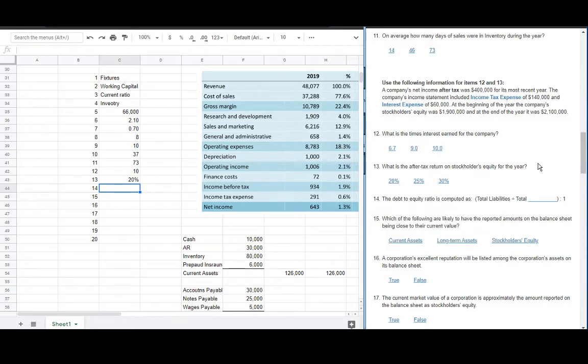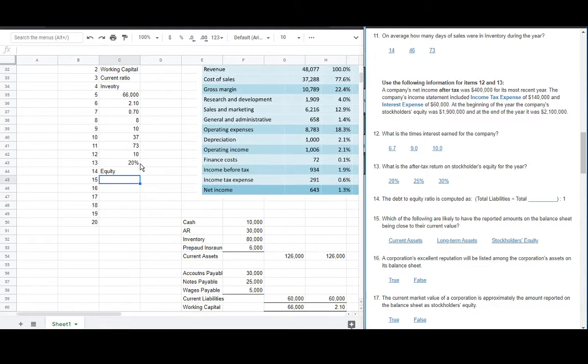Number 14, let's continue. The debt to equity ratio is computed as total liabilities divided by equity. From the word itself, equity, total equity. So this is our measurement of how risky the company's borrowing is. Because in normal terms, debt is more risky but it has a higher reward for the company. So it is a balance between risk and reward.